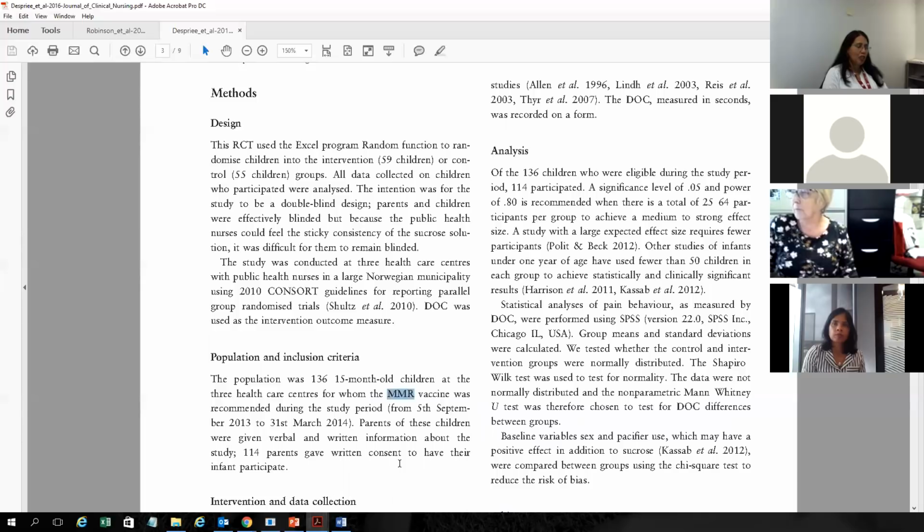So now tell me, was that convenience or purposive? So convenience means the participants are already there, and from that group of participants, the researcher just draws on those participants. Purposive means the researcher already has in mind, I need this, this, and this in order to fulfill the aim of my research. So what kind of sampling technique was used in this study? Can you type in the chat box, please? Is it convenience or purposive?